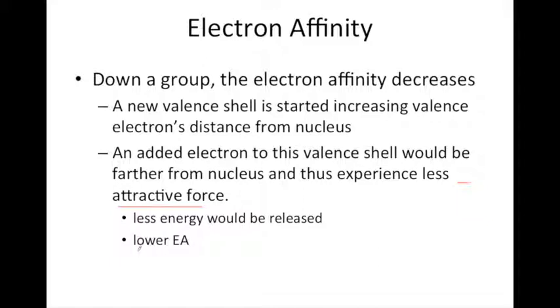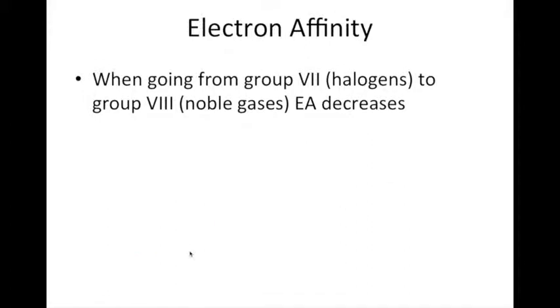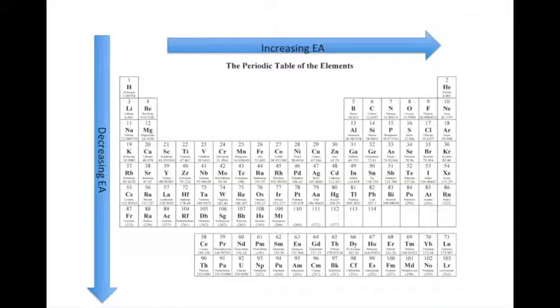Another way to put this is that as we move down a group, the atoms get progressively lower in their electron affinity, or less negative. Also, we mentioned that when we go from group 7, the halogens, to group 8, the noble gases, the electron affinity decreases. So if we look on our periodic table, the electron affinity generally increases. Again, there's a couple of exceptions.